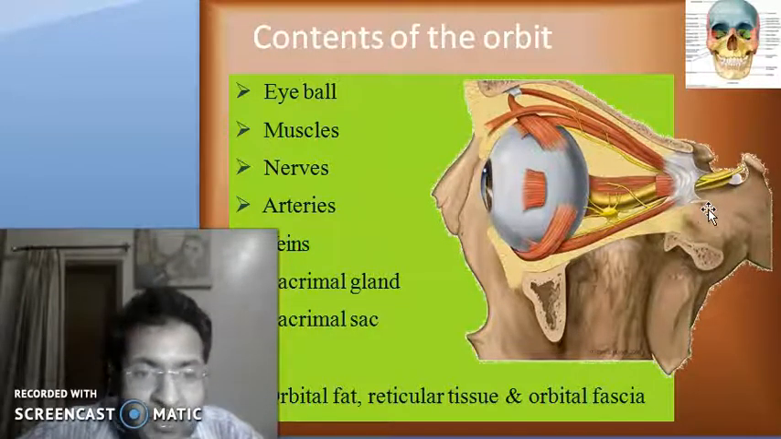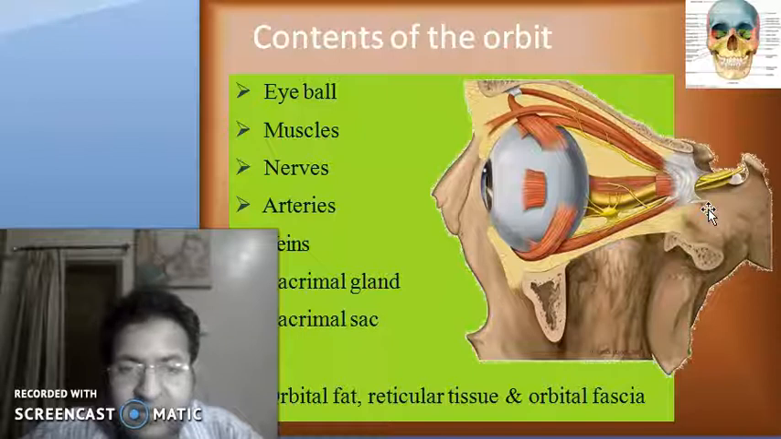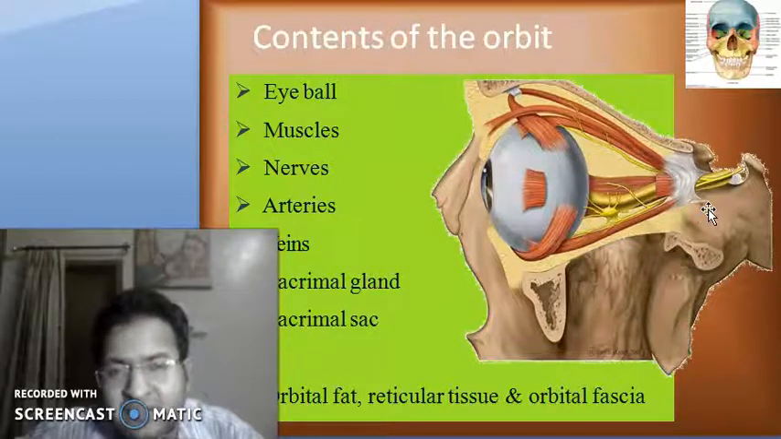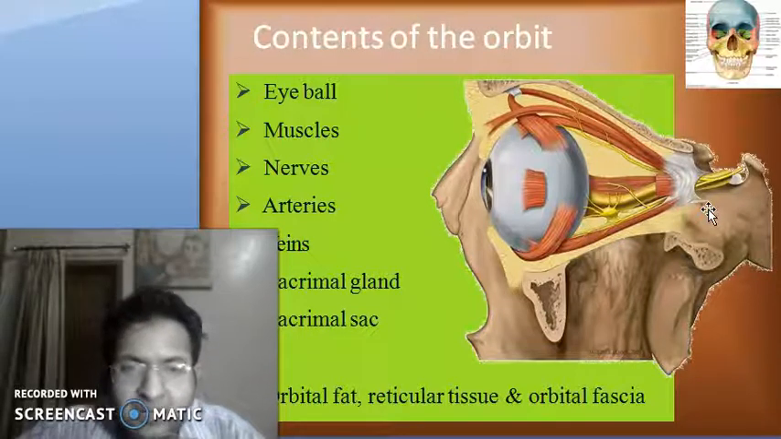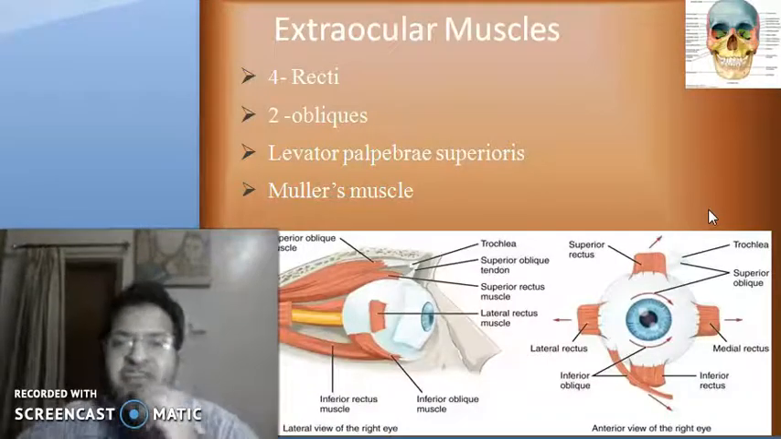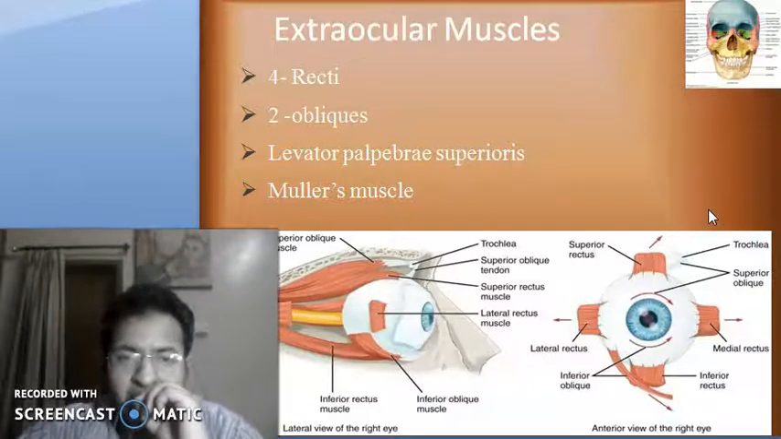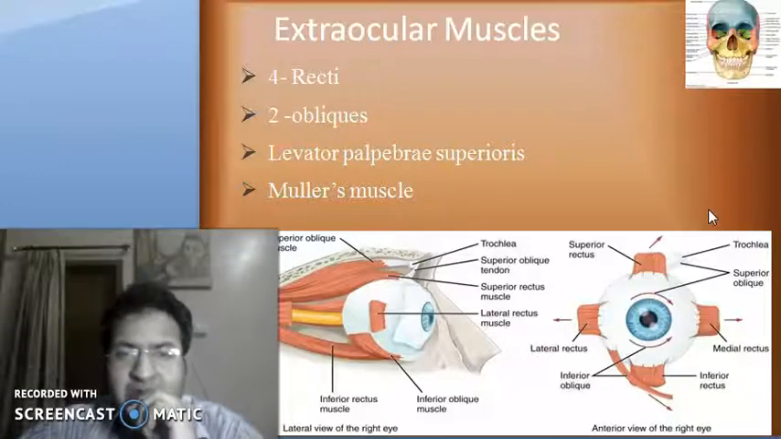What are the various contents of the orbit? The eyeball is not a part of the orbit, it is a content of the orbit. The contents are the eyeball, various extraocular muscles, the recti, the LPS, the various nerves, arteries, veins, lacrimal gland, lacrimal sac, orbital fat, reticular tissue, and the orbital fascia. The extraocular muscles are 4 recti and 2 obliques, the levator palpebrae superioris, the LPS muscle, and the Muller's muscle.